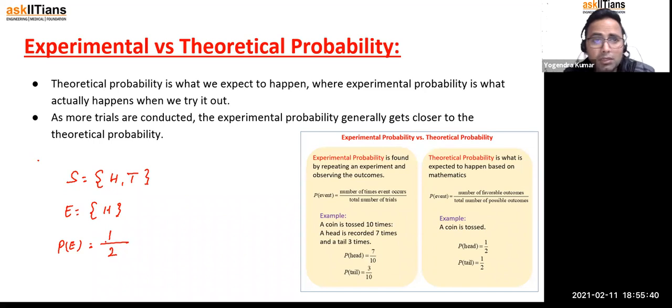You can see the definition also. Theoretical probability is what we expect to happen, whereas experimental probability is what actually happens when we try it out. That is the difference. As more trials are conducted, the experimental probability generally gets closer to the theoretical probability. When I throw a coin, the probability should ideally be 1 by 2, a 50% chance. But the experiment deviates from that theoretical value. When you perform it more times, it gets closer to it.